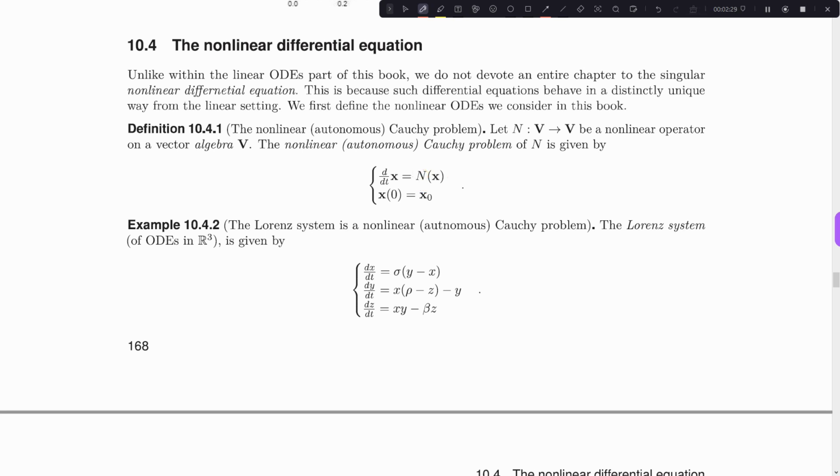So this idea of homogeneous, non-homogeneous isn't as well defined for nonlinear cases as it was in the linear setting. That's why I'm only focusing here on autonomous. We still have that capital N does not depend on time. So in autonomous systems, N will still not depend on time. It only depends on the place, the spatial coordinate, x.